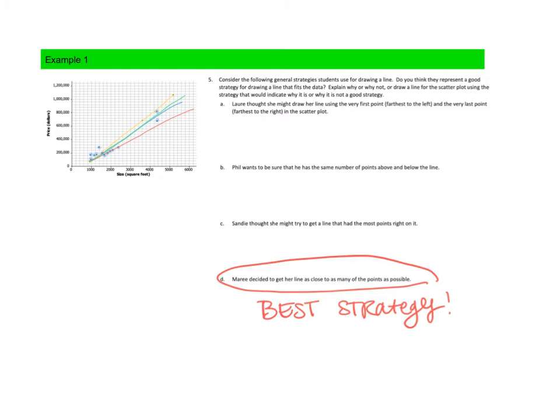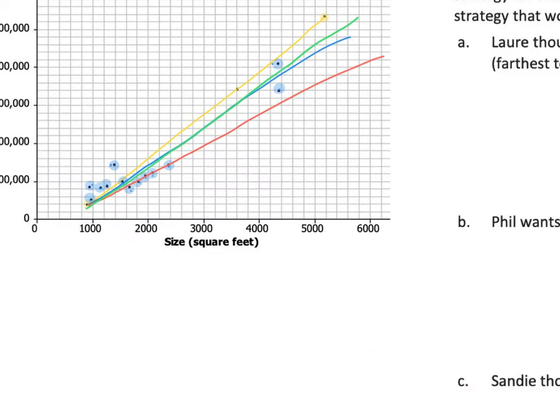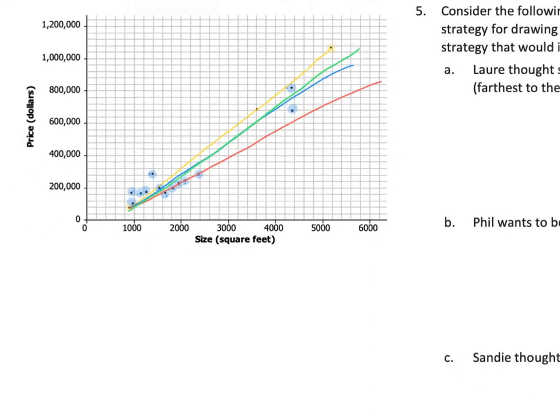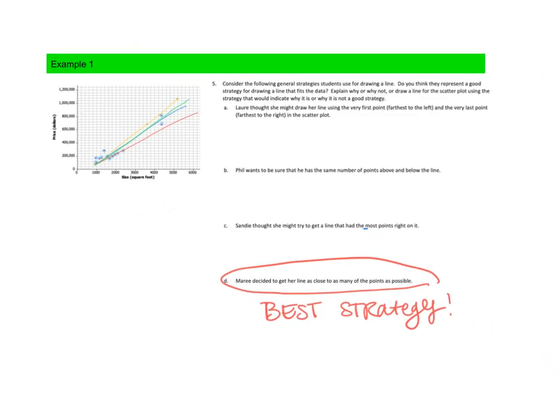This one with the most points on it, it's not always going to be correct because just because it has the most points in a straight line doesn't mean that's the line that fits the data. So if you look at this red line here, this line is kind of a lot lower, a lot less steep than it needs to be.